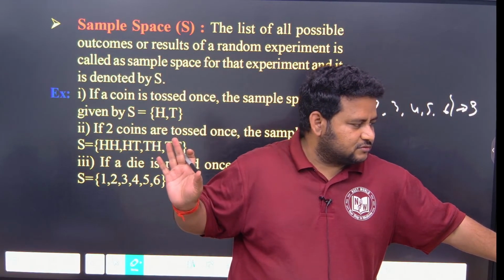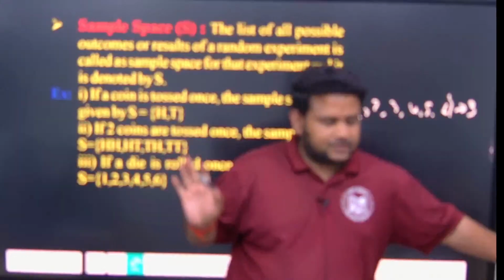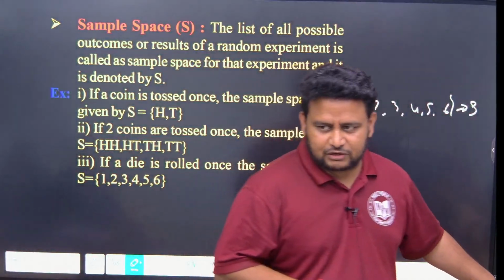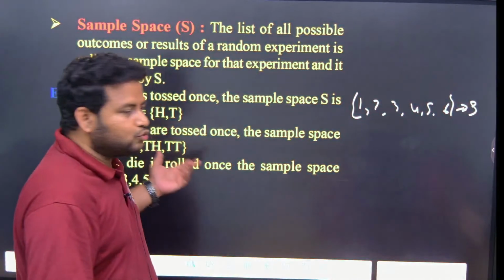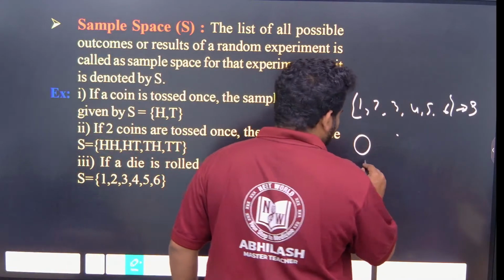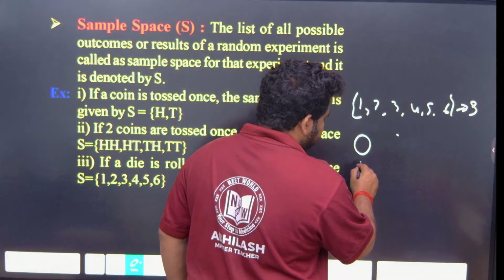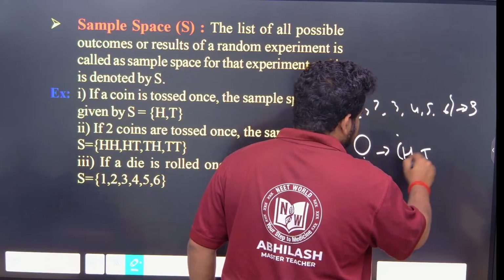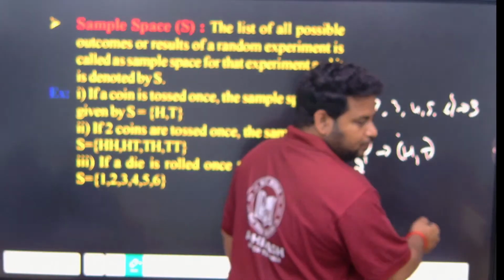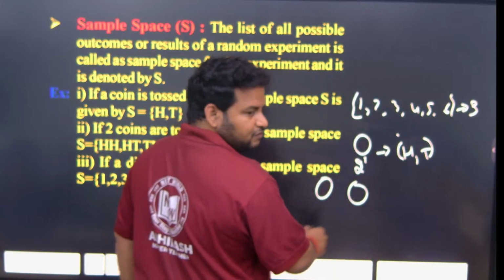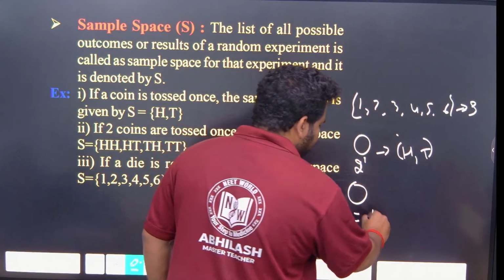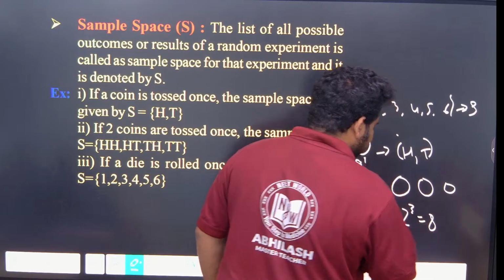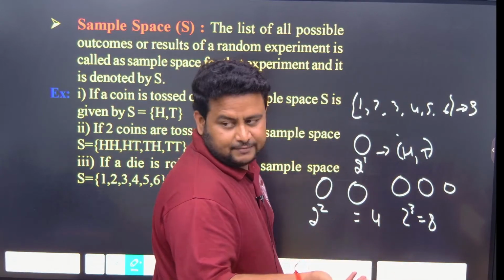So look at this, we are talking about sample space. The total number of outcomes is the sample space. If you are tossing coins, for 1 coin there are 2 possible outcomes, head or tail, so it is 2 power 1. Suppose it is 2 coins, the number of outcomes is 2 power 2, so it is 4. Suppose there are 3 coins, 2 power 3, 8 outcomes. For n coins, 2 power n outcomes.